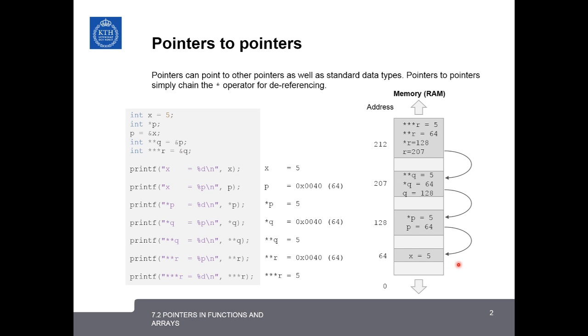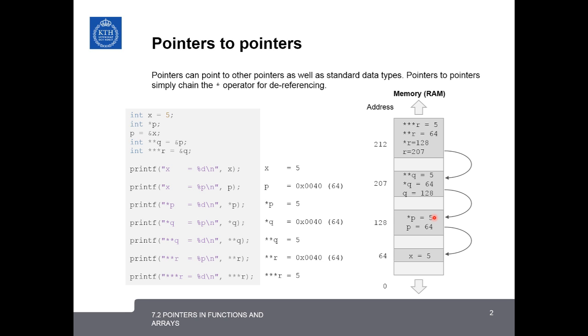Here you can see a diagram of this hypothetical situation that we just created. So first here at address 64 we created an integer x. Next at address 128 we created a pointer p which points to address 64. So p is equal to 64. It's pointing to 64. And if we dereference it once, then it gives us the integer value of 5.